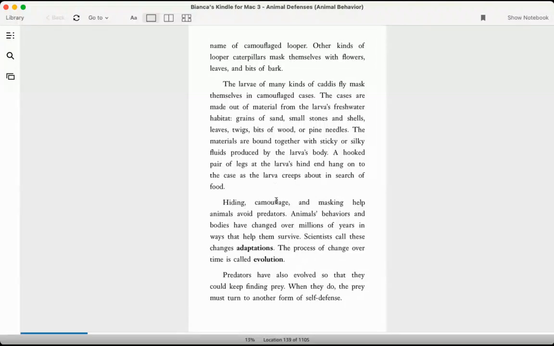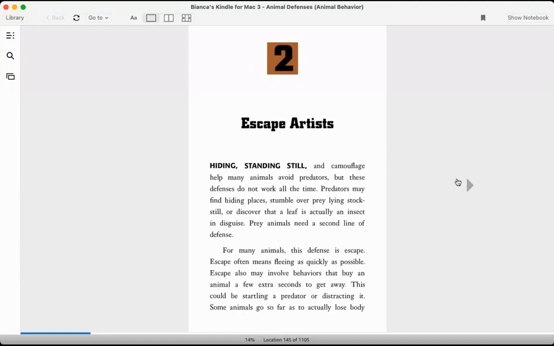Hiding, camouflage, and masking help animals avoid predators. Animals' behaviors and bodies have changed over millions of years in ways that help them survive. Scientists call these changes adaptations. The process of change over time is called evolution. Predators have also evolved so they could keep finding prey. When they do, the prey must turn to another form of self-defense, which is what we're going to read now.